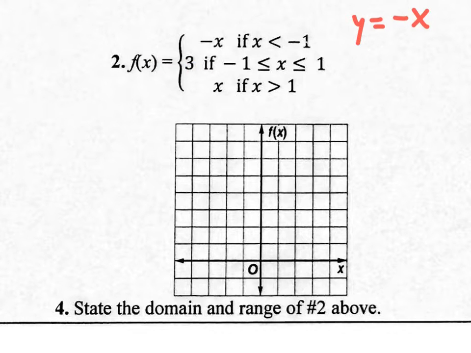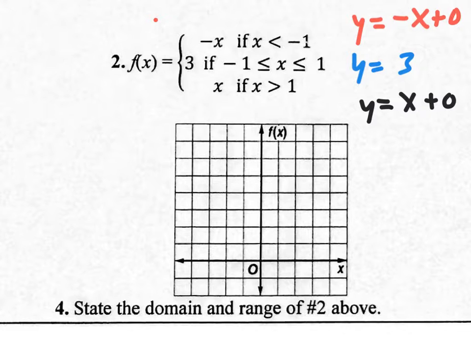I'm going to do that in blue. Y equals 3. And the last one is y equals x. Let me write that down. Y equals x. Now, on these guys, you could put a plus 0, so it'll be a little bit more friendly for you. Y equals mx plus b. Anyhow, let's graph the red one.